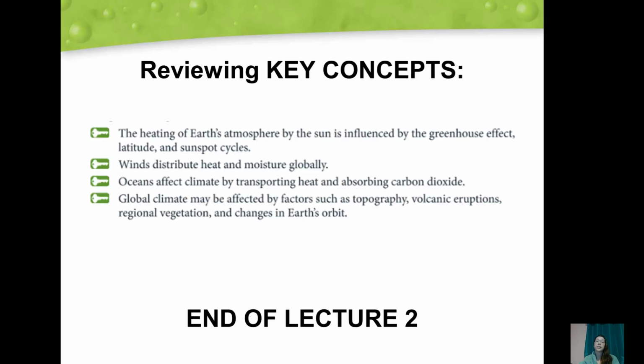We're at the end of chapter 16.1, so let's review some of the key concepts we covered on Monday and Tuesday. We learned that the heating of Earth's atmosphere by the sun is influenced by the greenhouse effect, latitude, and seasonal cycles. We also learned that wind distributes heat and moisture globally. Next, we learned that oceans affect climate by transporting heat and absorbing carbon dioxide. And lastly, we learned that the global climate may be affected by factors such as topography, volcanic eruptions, regional vegetation, and changes in the Earth's orbit.